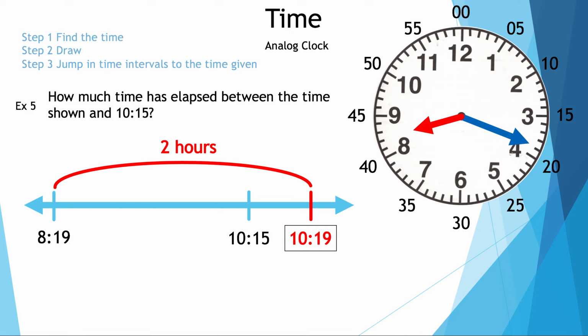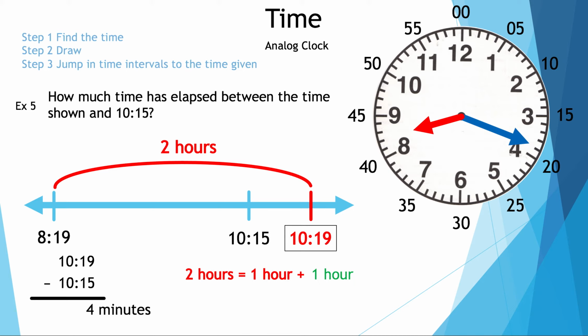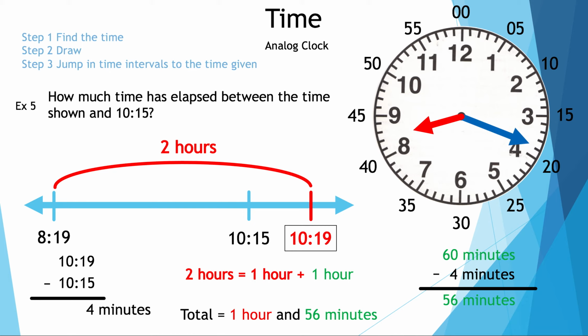Since we went past it, now we need to subtract some time in order to find the time elapsed. So we need to subtract 10:19 minus 10:15, which gives me 4 minutes. Now we need to use that 2 hours that were in the interval, and we're going to use one of those hours, the green hour, change it to 60 minutes, and subtract 4 minutes, and you get 56 minutes. Now we combine the red hour and the green minutes to find my total elapsed time, which is 1 hour and 56 minutes. So that may be a little bit quicker for you. If you understand, you can choose which method you like.